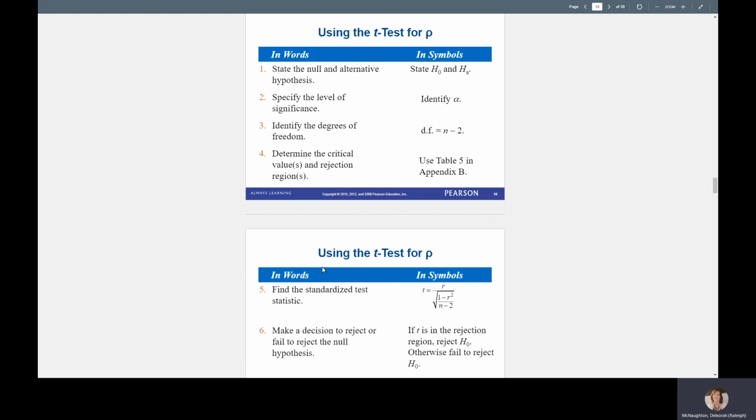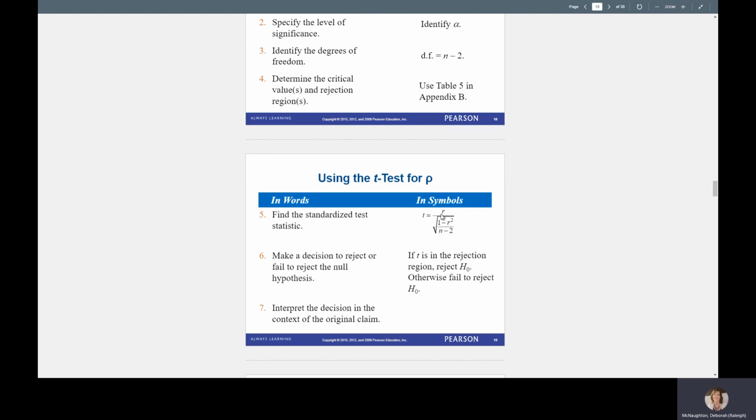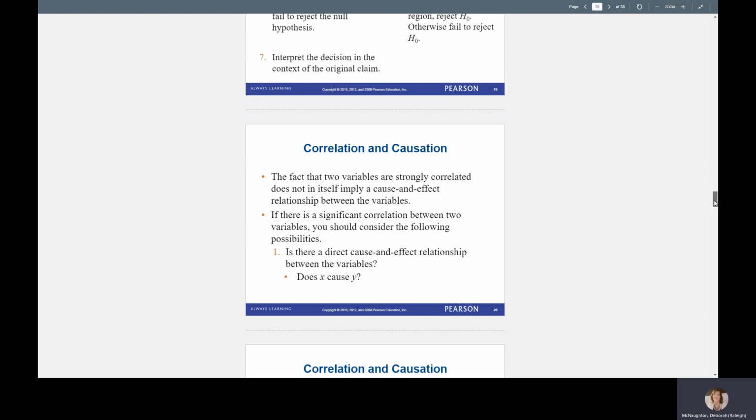or we can use T.DIST in Excel, and we're going to use the t-test to test for the significance of rho. The standardized test statistic is r divided by the square root of 1 minus r squared over n minus 2. And then if this t that we calculate is in the rejection region from the table, then we reject H naught, otherwise we fail to reject. Okay, and then we interpret the decision in the context of the original claim.